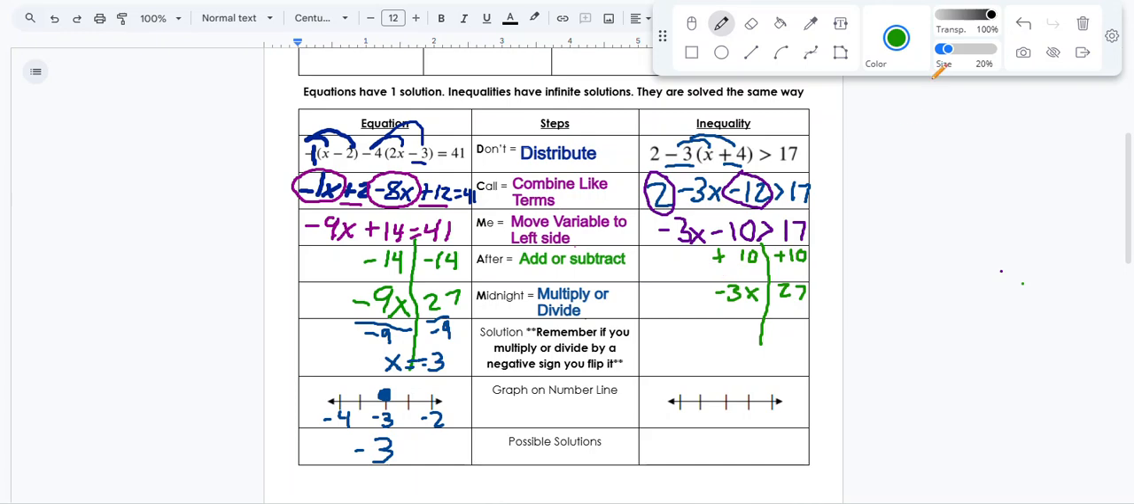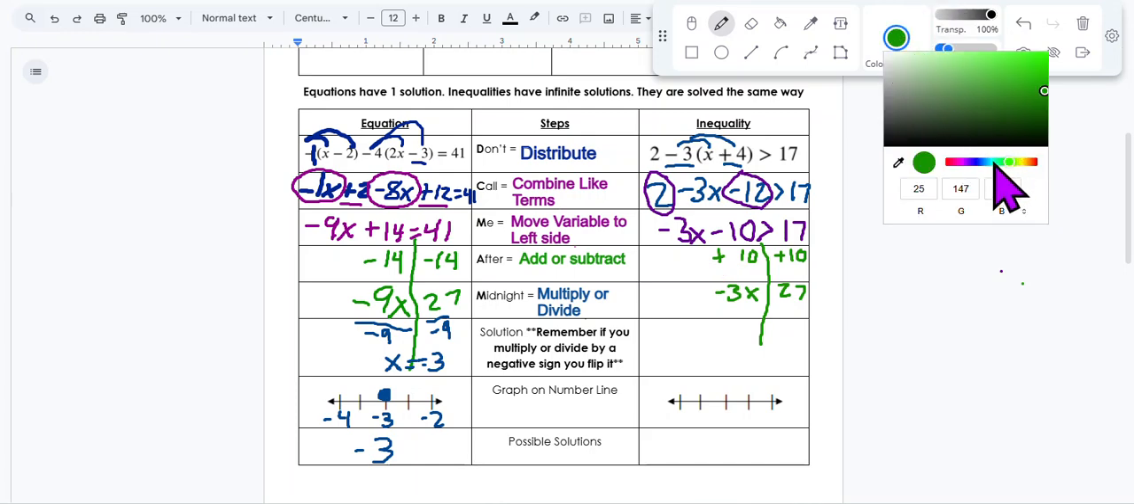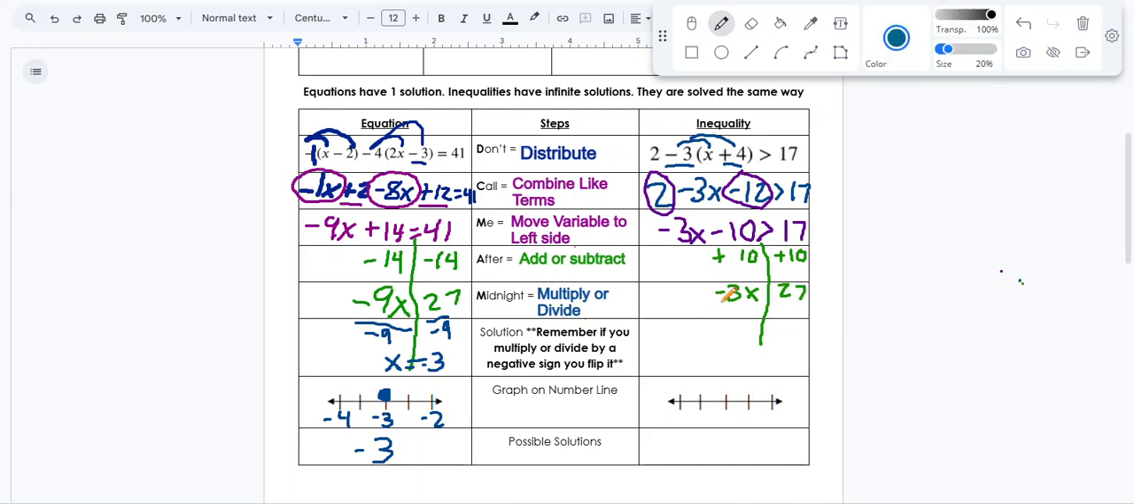Okay, my final step is multiply or divide. I do whatever's happening to the variable, I'm going to do the opposite of, the inverse of. So this means negative 3 times x, so I'm going to divide by negative 3 to both sides. All right, that's going to leave me with x on this side because these negative 3's cancel out to make 1, and that's what I want. I want 1x. And then now I have 27 divided by negative 3, and that's going to give me negative 9.